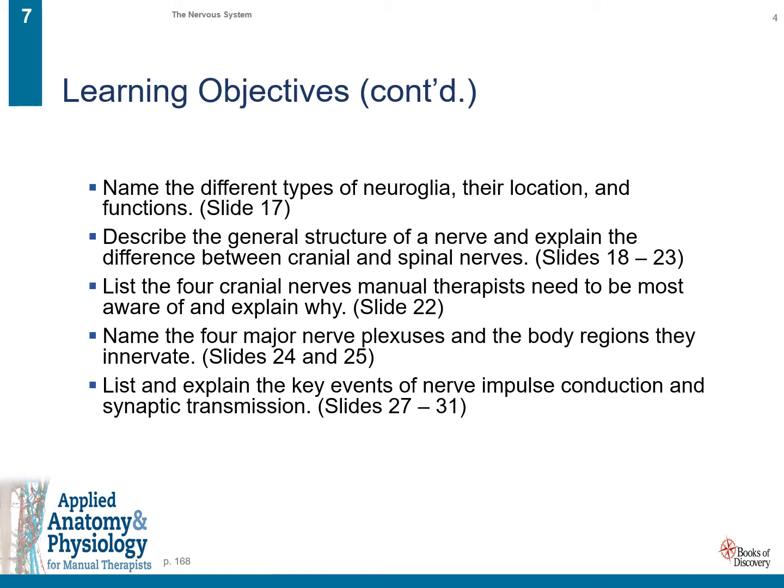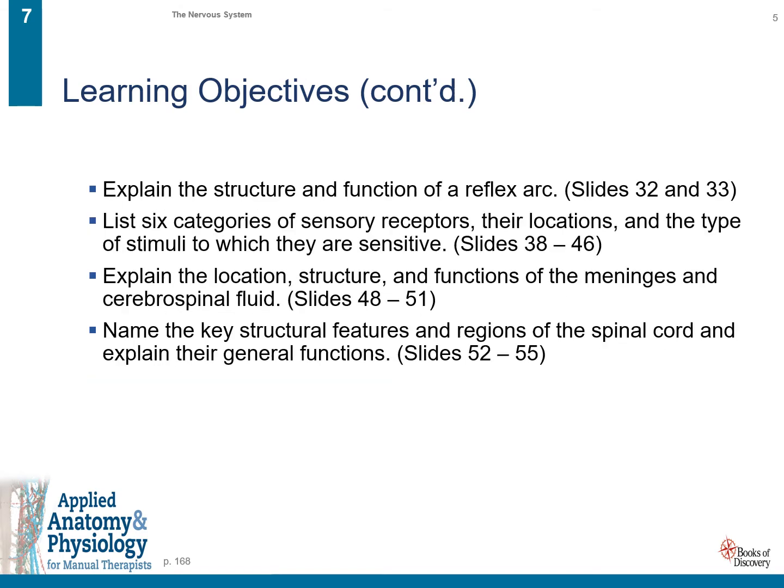Describe the general structure of a nerve and explain the difference between cranial and spinal nerves. List the 4 cranial nerves manual therapists need to be most aware of and explain why. Name the 4 major nerve plexuses and the body regions they innervate. List and explain the key events of nerve impulse conduction and synaptic transmission. Explain the structure and function of a reflex arc.